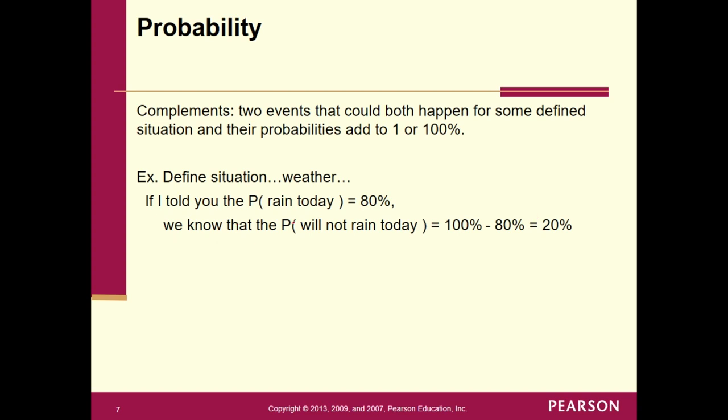So if I told you the probability it's going to rain today is 80%, we know that the probability that it will not rain today is 100% minus 80%, to get 20%. These two things add up to 100%. And so there we go. Complements. We see complements a couple of times throughout the semester. That's what we want you to know about probability.